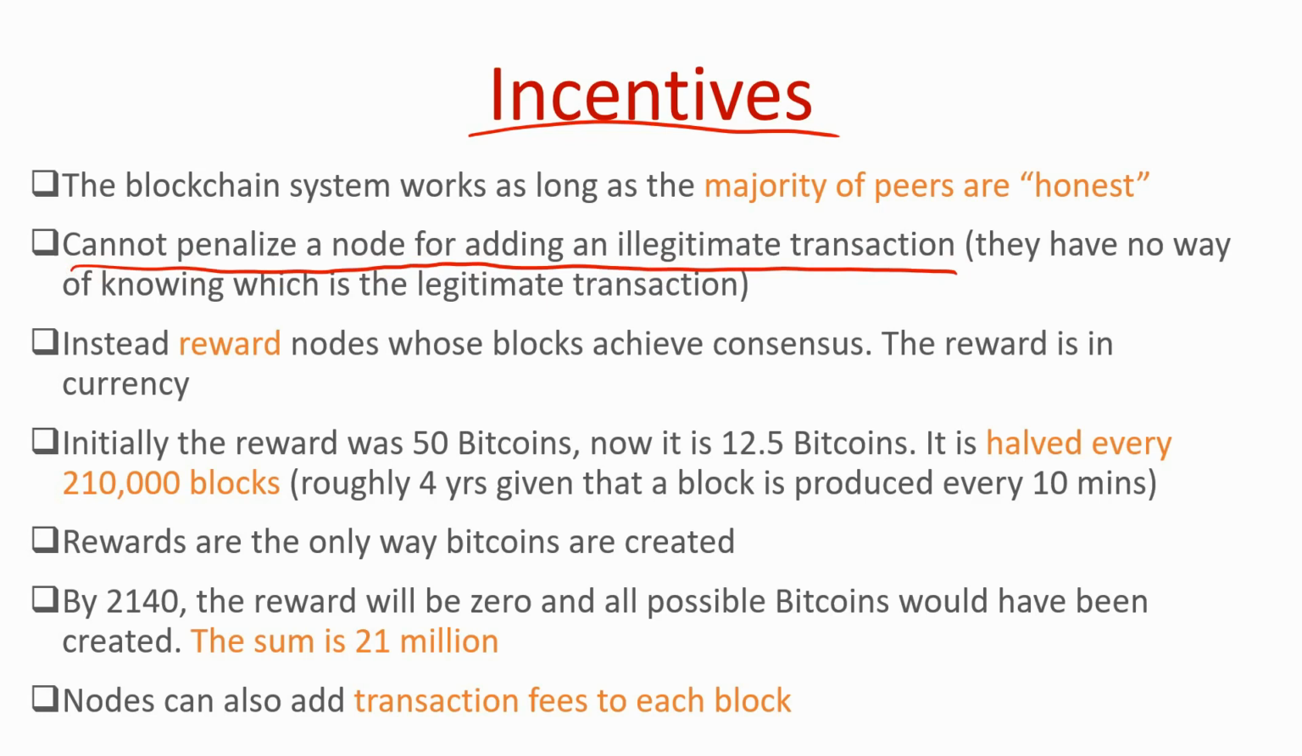From the point of view of the miners, all transactions are actually valid. And you cannot reward the miners for avoiding illegitimate transactions as well, because again, they have no way to detect. Instead, Bitcoin and other cryptocurrency functions choose a reward mechanism. So a reward is given to the miner that publishes a block in the blockchain. So whenever a miner succeeds in having a block added to the blockchain, they will get a reward.